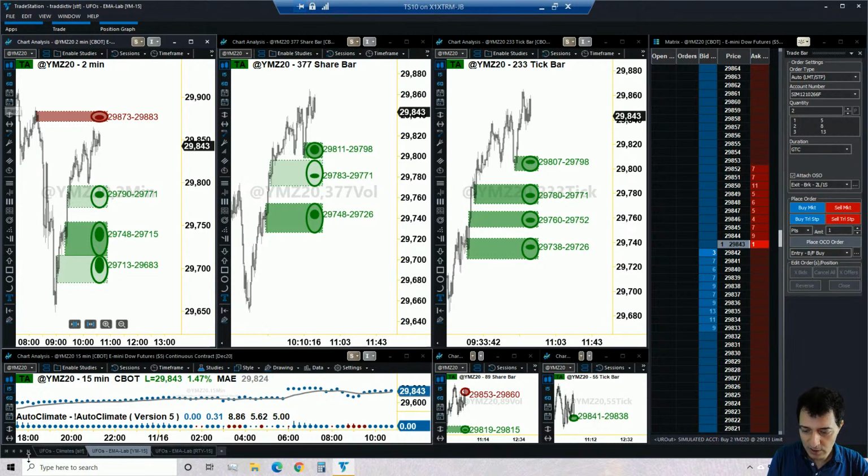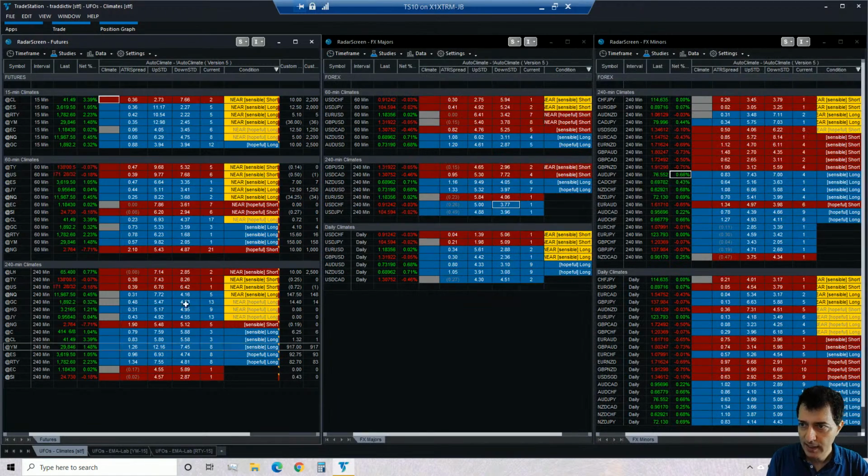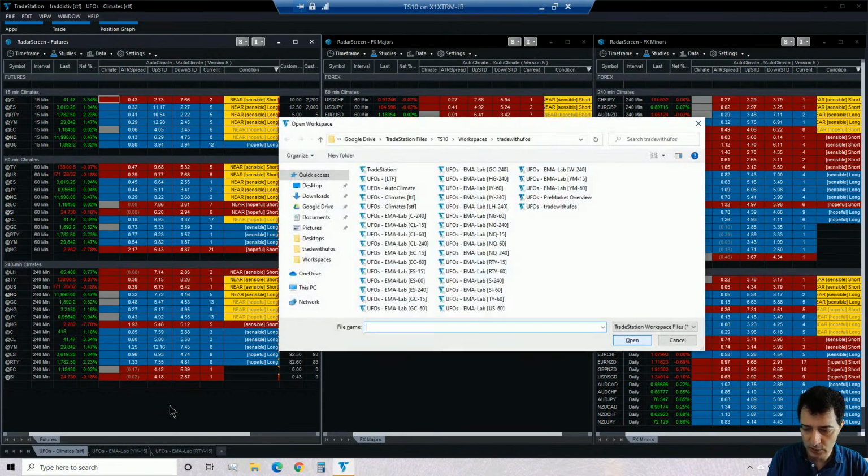Cool. So let's go back to the radar screen. We still have a few minutes left. Let's see if we can find another trade. Okay, here we go. Look at that. Crude oil did confirm the S&P 2 and the Russell and the Dow. Okay, so let's load two more charts. The S&P and crude oil.